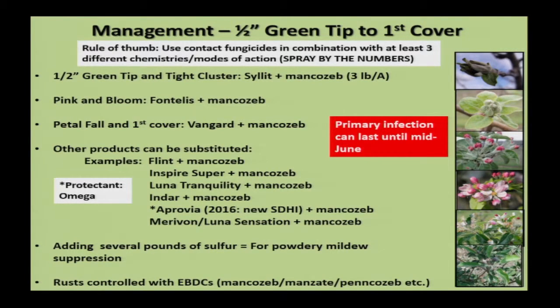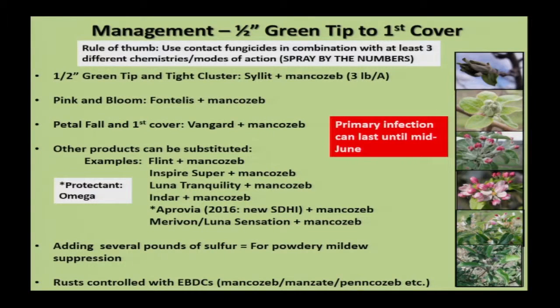As far as petal fall to first cover, Vanguard, which is another unique chemistry, is an option as well. As far as other products, you can use Flint or Inspire Super, Luna Tranquility, Indar, Merivon, Luna Sensation. Something to keep in mind about Luna Tranquility, Inspire Super, Merivon, and Luna Sensation: they have 2 chemicals in that product. So you have to be mindful of the 2 modes of action, the 2 different FRAC codes in there, especially when you're wanting to rotate your chemistries.